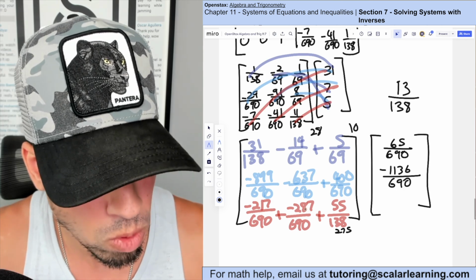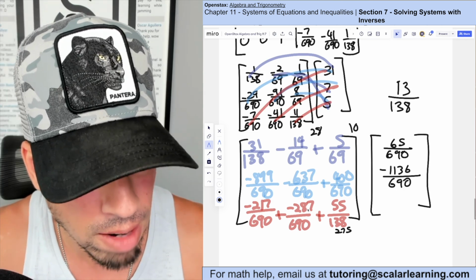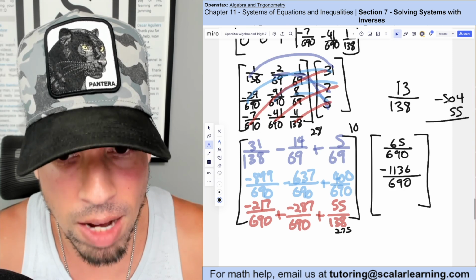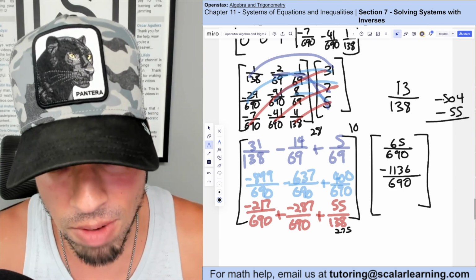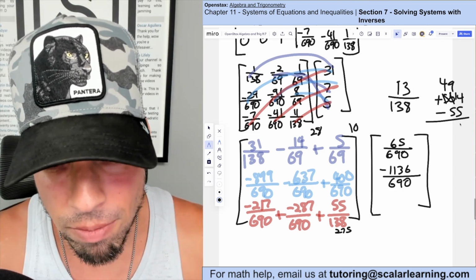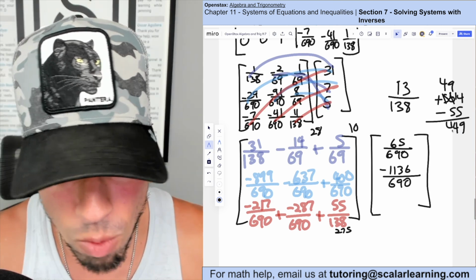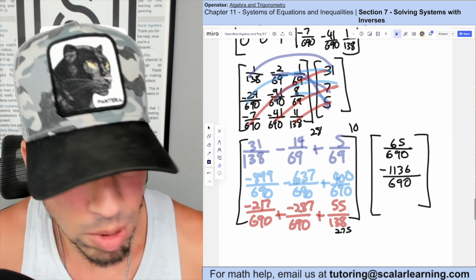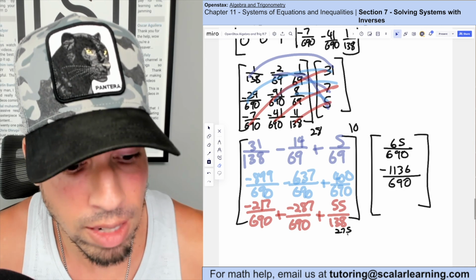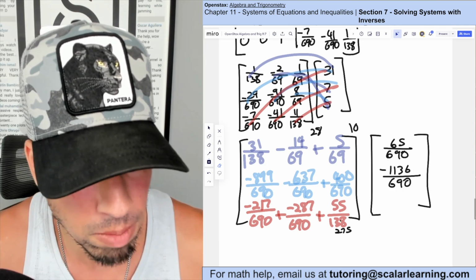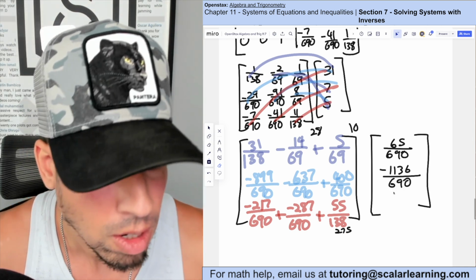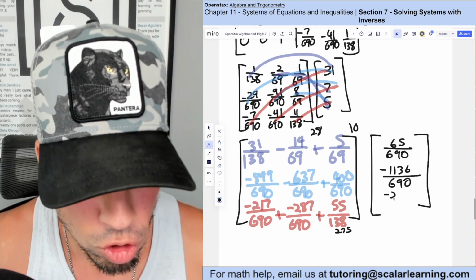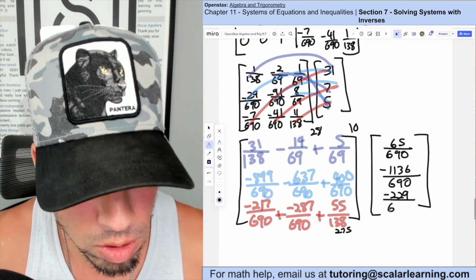So we got negative 217 plus negative 287. That's negative 490, negative 504 plus 55, which is basically the same as 504 minus 55, but then the answer is going to be negative. So we got 14 minus 5 is 9, 4, and 4. So then we got negative 217 plus negative 287 plus that 275, right? Multiplying top and bottom by 5 to get a common denominator. And that's going to give us negative 229 over 690.